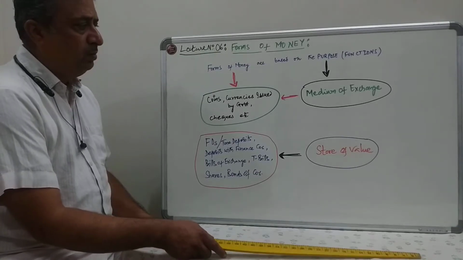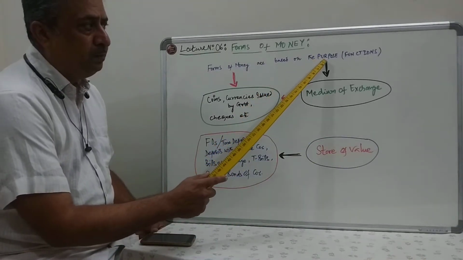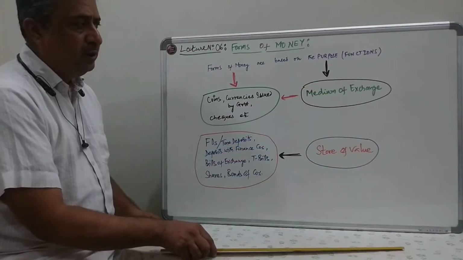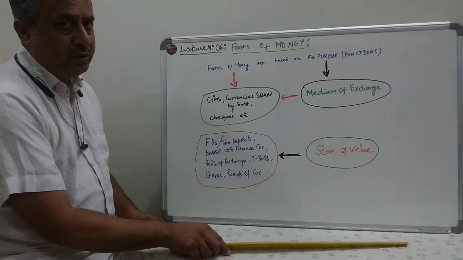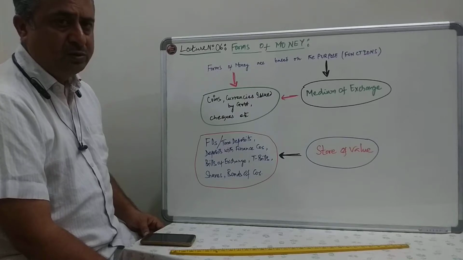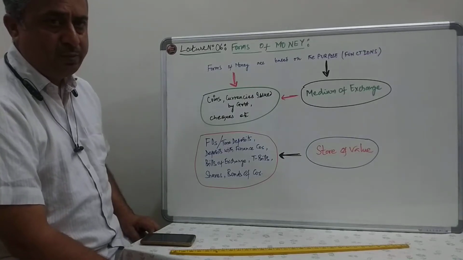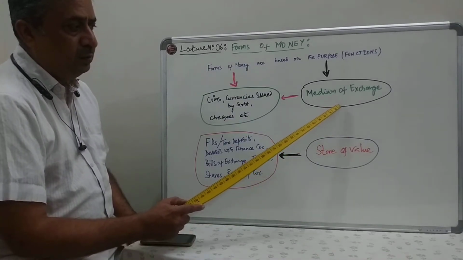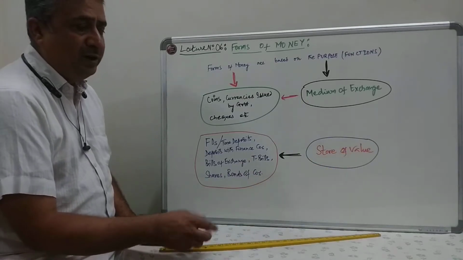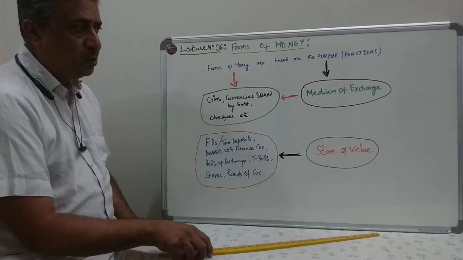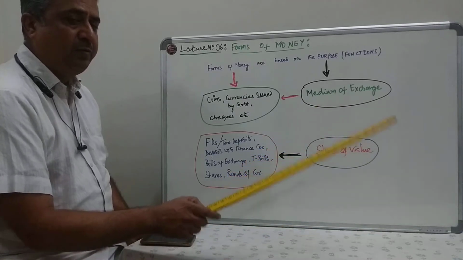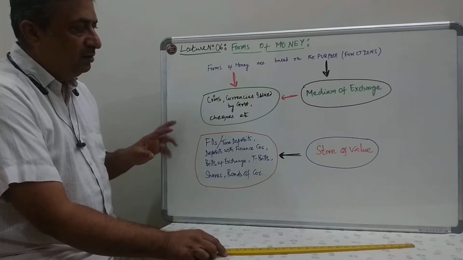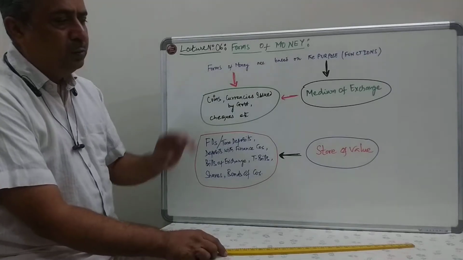So today we are going to talk about different forms of money based on the purpose. Purpose here means functions. What are its functions predominantly? It's a medium of exchange and store of value, and the other two functions being unit of account and standard of deferred payment. Today we are not going to talk about that. We are going to talk predominantly about medium of exchange and store of value. You can find different forms of money based on its function of medium of exchange and its function of store of value.